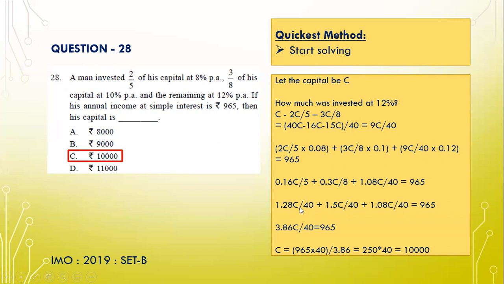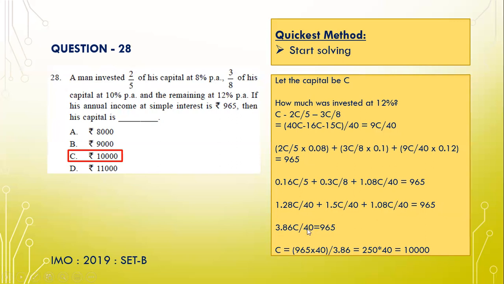Again, the least common multiple is 40. So multiply this by 8. 0.16 into 8 is 1.28C upon 40. Multiply this by 5 because 8 5s are 40. 5 3s are 15, 1.5C upon 40, plus 1.08C upon 40 is 965. So again 1.28 plus 1.5 plus 1.08 will be 3.86C upon 40, 40 is the common denominator, is equal to 965.